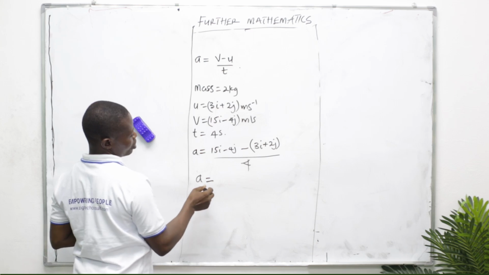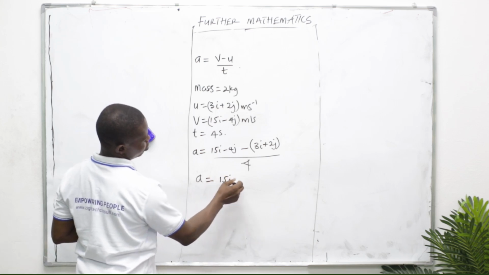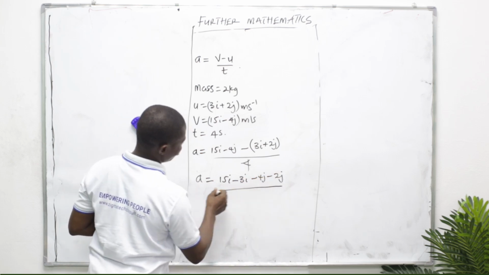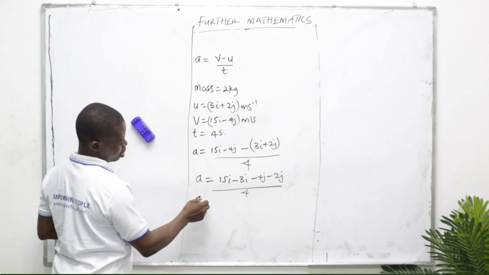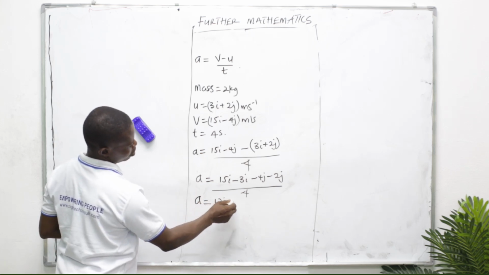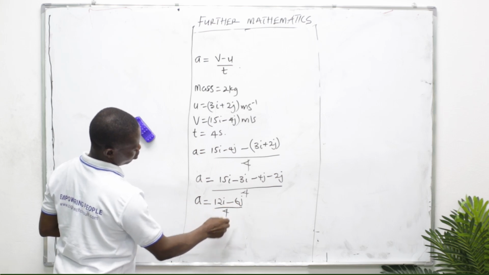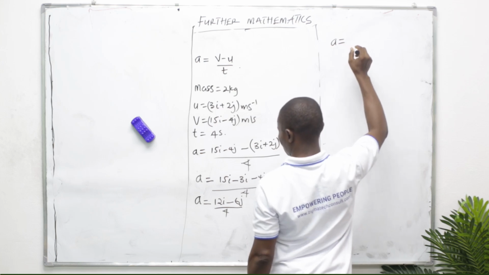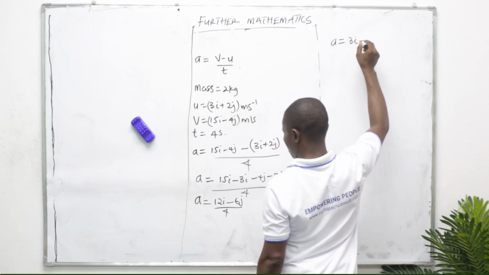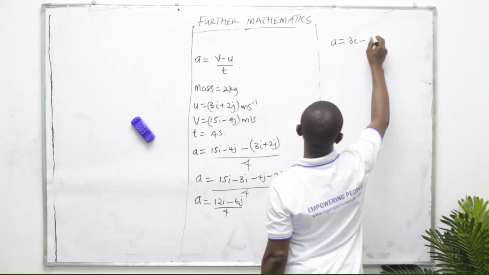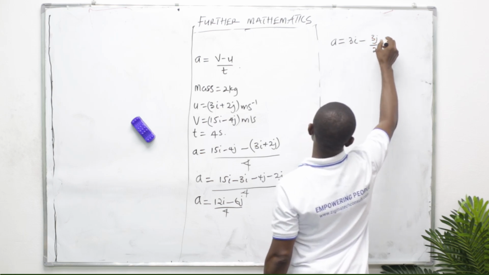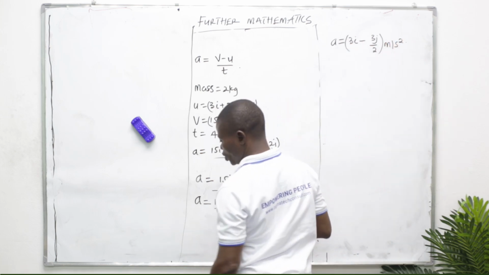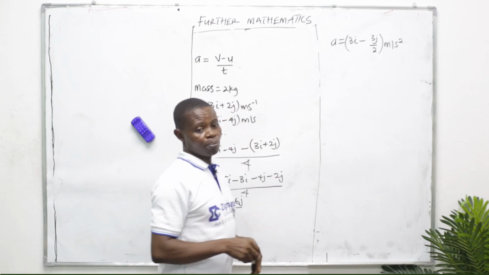Therefore, acceleration equals 15i minus 3i minus 4j minus 2j all over 4. a equals 12i minus 6j all over 4. So that acceleration equals 3i minus 3j all over 2. What is the unit for acceleration? Meter per second square. So this is the acceleration of this particle.